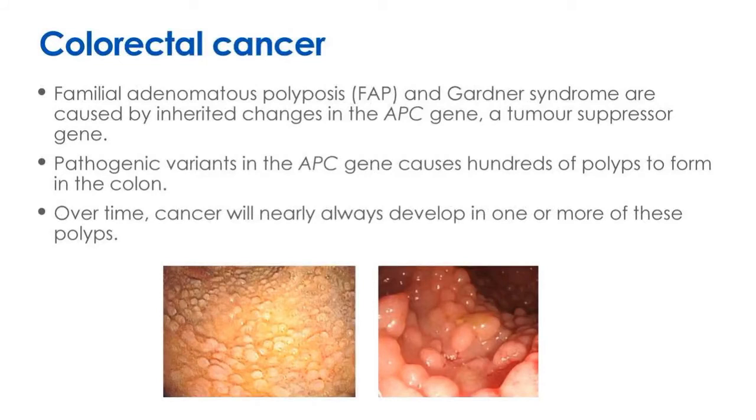Looking at familial adenomatous polyposis, or FAP, and Gardner syndrome, these are caused by inherited changes in the gene that we call the APC gene, a tumor suppressor gene. Pathogenic variants in the APC gene cause hundreds of polyps to form in the colon. And over time, cancer will nearly always develop in one or more of these polyps.